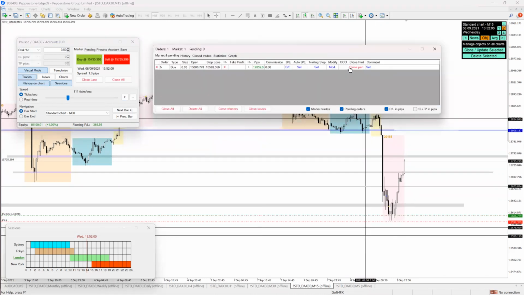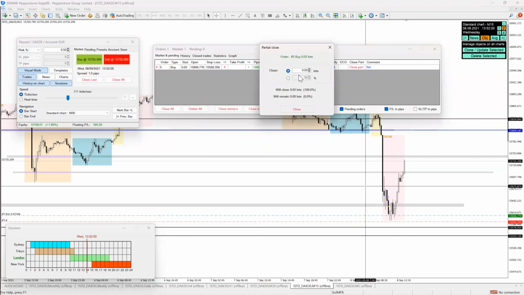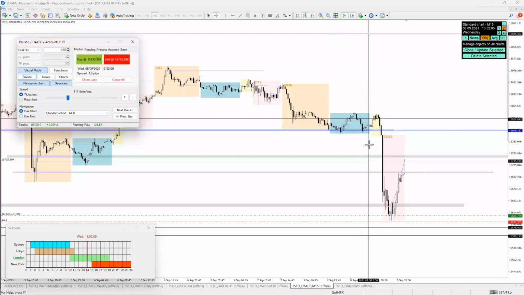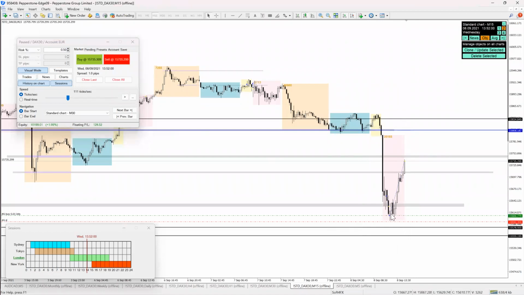And do close. What we've got? Oh, 0.03. It's not very much. So we'll close 66% of it. It's smaller than I thought. Anyway. Close most there. What we'll do is we'll bring stops up.